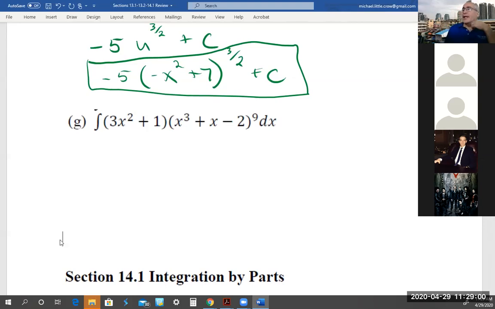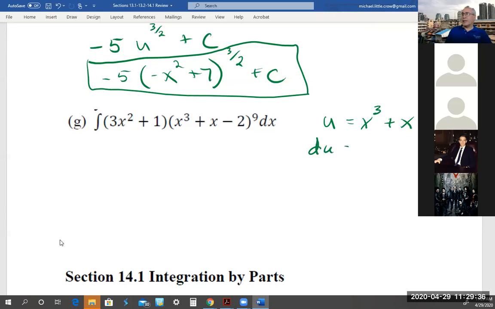Okay, so this one, again, we want to make the u the inside of a parentheses. We have 2 parentheses though, so it's going to be the one with the more power. So this one's to the 9th power. Let's make everything inside here our u. And what you'll see is, because this is x to the 3rd, there's an x squared, it looks like this front one is the derivative of the inside, and that's because of the chain rule. So it'll all work out. x to the 3rd plus x minus 2, that's what we want to call u.